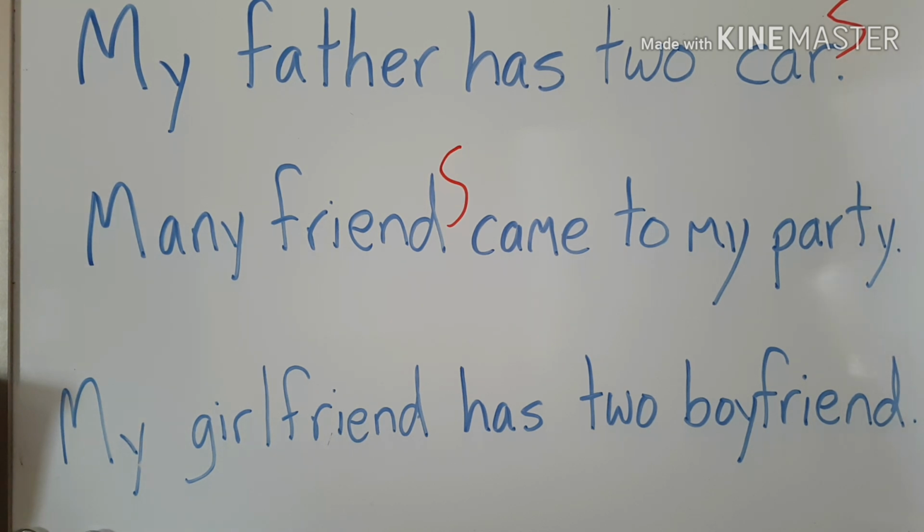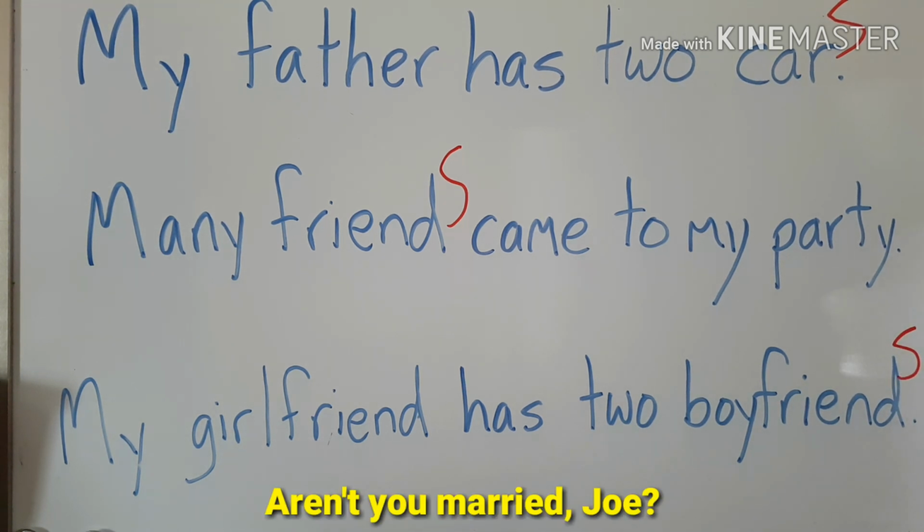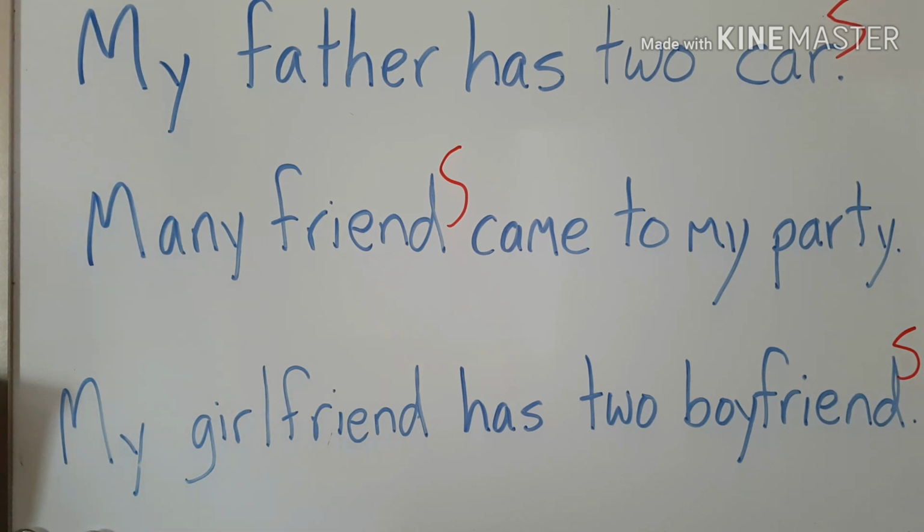Here's the last one. My girlfriend has 2 boyfriends. Wait a minute. Okay, that's a really bad example, but just in case it is true, my girlfriend has 2 boyfriends. There should be an S here. Okay? And now I think I will go call my girlfriend and double check something.